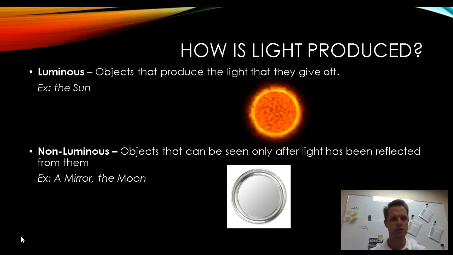Well, light can be produced two ways. It can be a luminous source or a non-luminous source. A luminous source is when objects produce the light off themselves, like the sun or a light bulb. A non-luminous source is a source of light that just reflects it, for example, a mirror or the moon. The moon doesn't produce its own light, it just reflects the light from the sun. A mirror doesn't produce its own light, it just reflects the light in the room or the light from the sun itself.